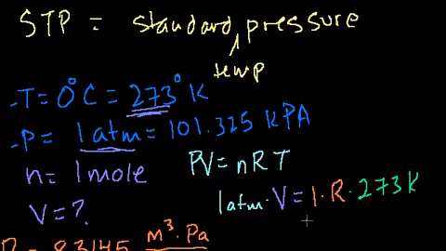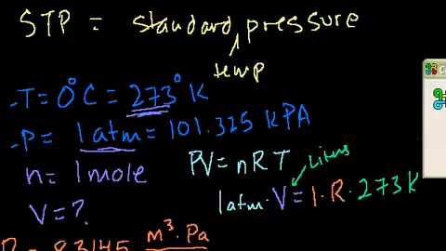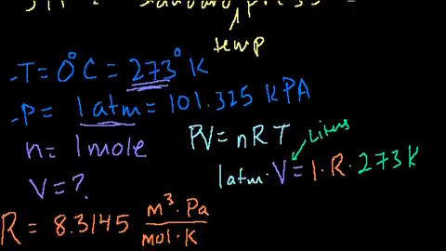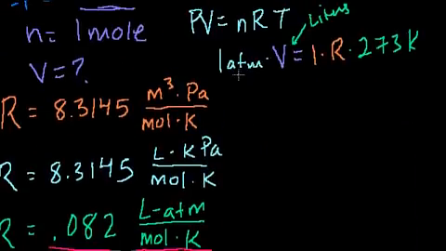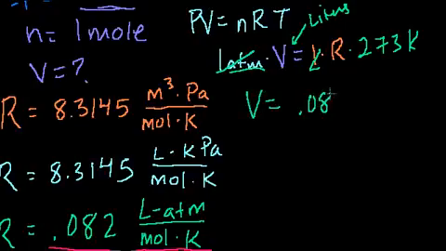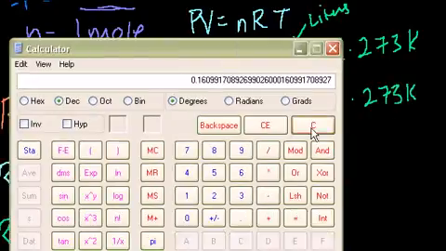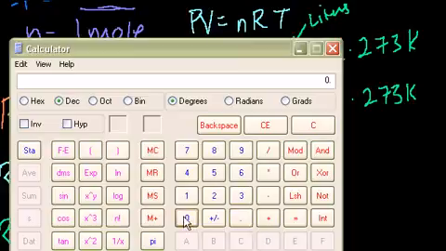Now, this is in Kelvin, this is in moles, and we want our volume in liters. So which version of R should we use? Well, we're dealing with atmospheres, we want our volume in liters, and of course we have moles and Kelvin, so we'll use this version, 0.082. The 1 there we can ignore. So the volume is equal to 0.082 times 273 degrees Kelvin, and 0.082 times 273 is equal to 22.4.